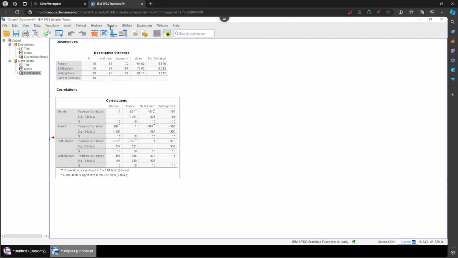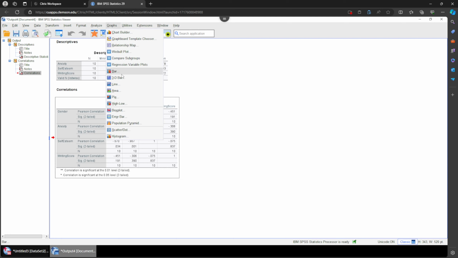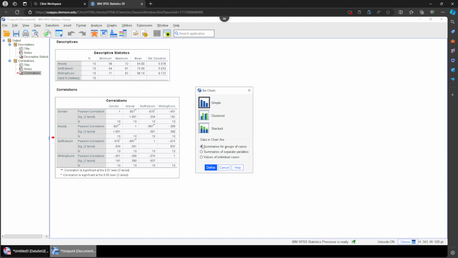We're going to go up to graphs. And in our case, we're going to choose bar graph down here towards the bottom. Remember, if you're in an older version of SPSS, you might have to go under legacy dialogues, and then you'll see all these options appear. But I'm going to go to bar graph. We're going to stay with simple and summaries for groups of cases and define this here.